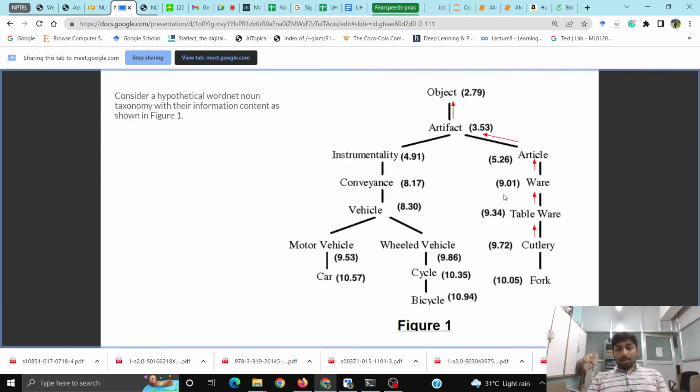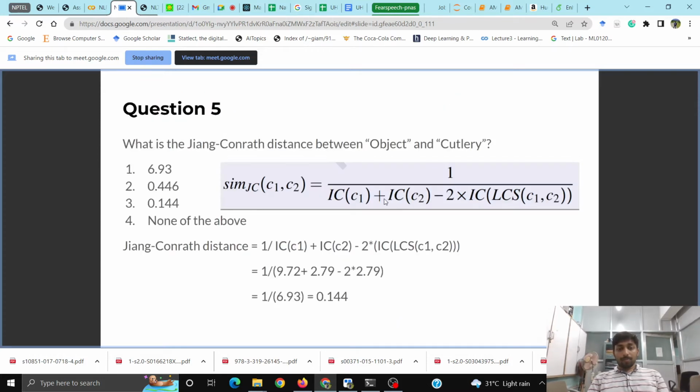So this is basically the flow, how we find the object. And then we do this 1 by 9.72 plus 2.79 minus 2 into 2.7. That is 1 by 6.93. So basically we are doing 9.72 minus 2.7. That gives around 0.144.